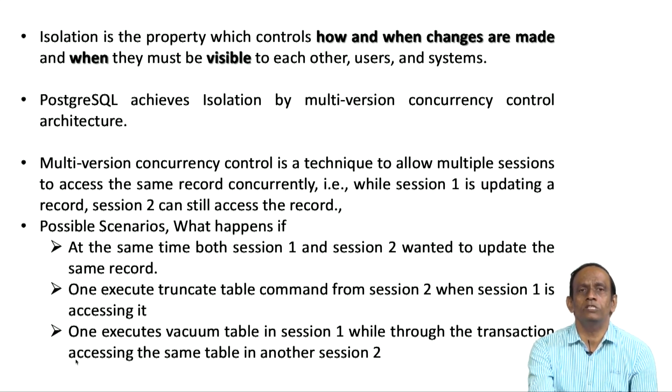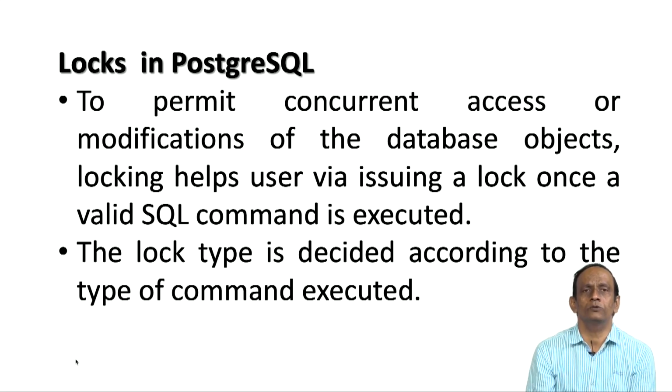Now, to overcome this particular problem, Postgres uses locking. Now, how are locks used? To permit this concurrent access or modification of the database objects, locking is useful. A lock is issued once a valid SQL command is executed on the PostgreSQL server. This lock type is decided depending upon what type of command is executed by the user.